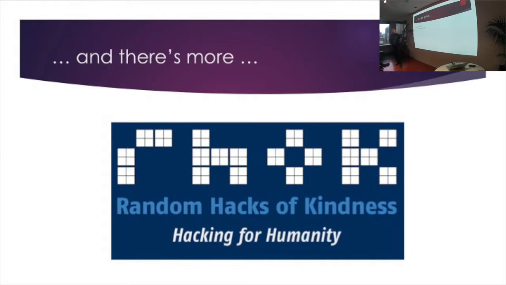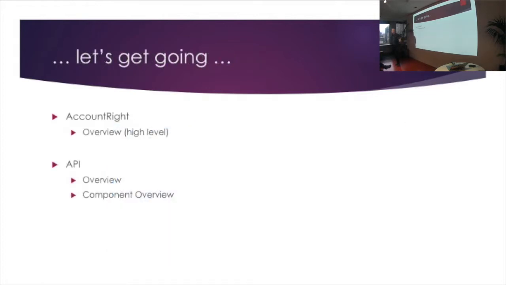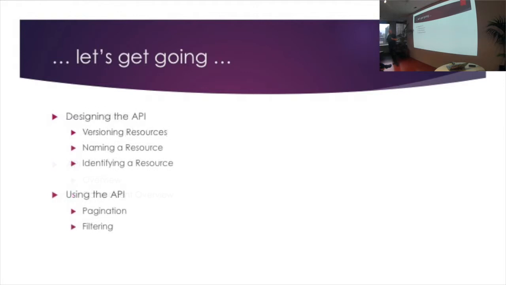So let's get going. First, I'm going to give you a high-level overview of AccountRight itself. Then I'm going to cover the API itself, an overview and a bit of the component layout of what it is, just so you can understand the context. And then I'm going to go through how we designed our API: versioning of the resources, naming them, how we go about identifying those resources. And then using the API itself through pagination and filtering.